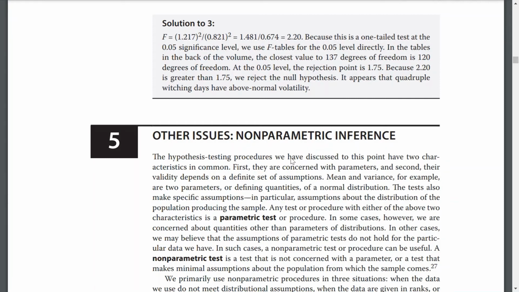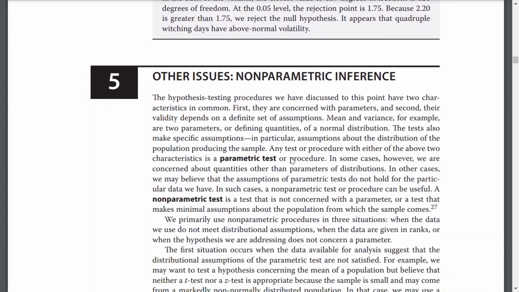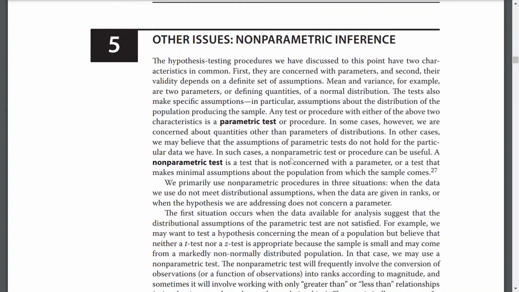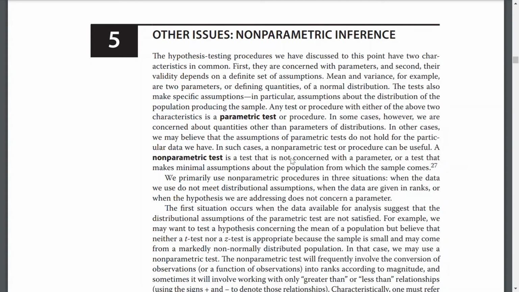Reading 12, part 5, other issues, non-parametric inference. The hypothesis testing procedures we have discussed to this point have two characteristics in common. First, they are concerned with parameters, and second, their validity depends on a definite set of assumptions. Mean and variance, for example, are two parameters that define normal distributions.